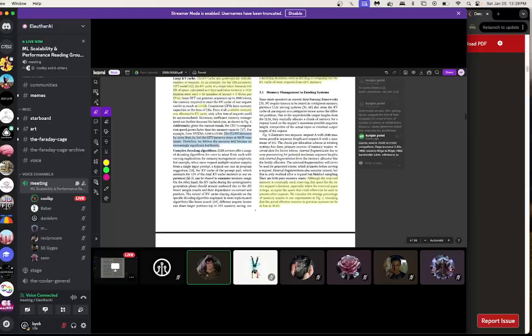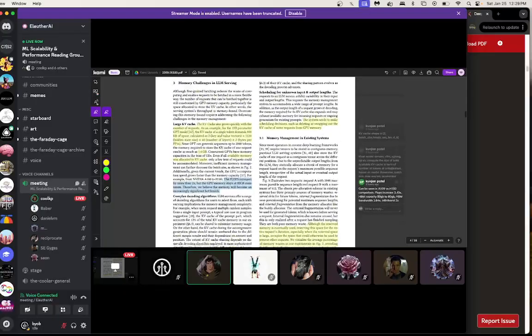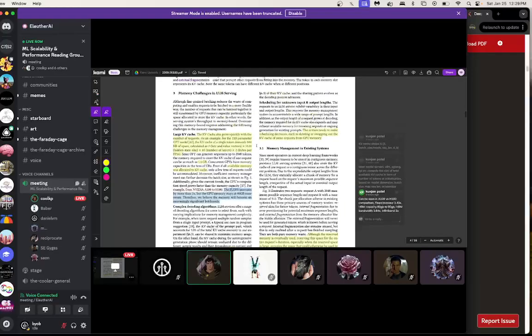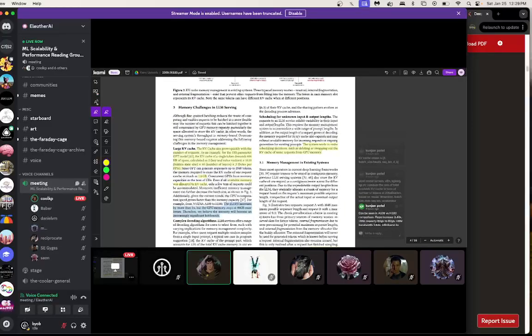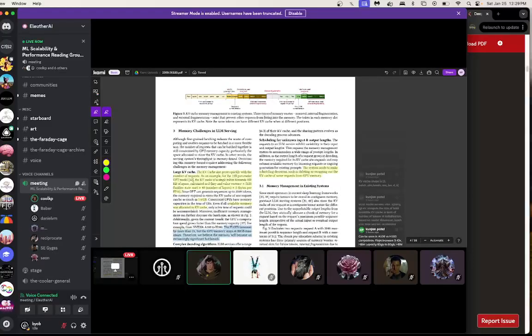Complex decoding algorithms are another problem that the paper already mentioned, with beam search and parallel sampling, where a single input sequence branches off, generating multiple outputs. There are memory inefficiencies here because there's individual storage and no reuse.